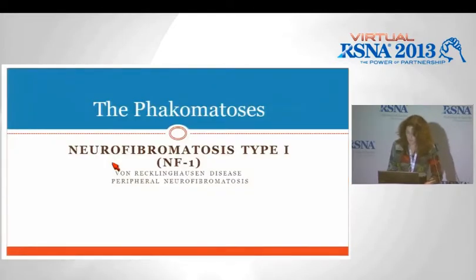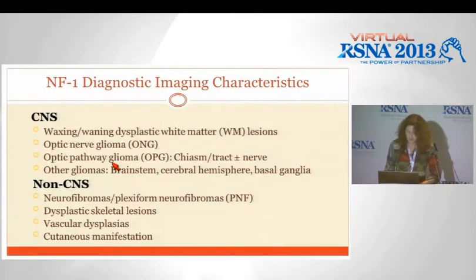Neurofibromatosis type 1, also called von Recklinghausen's disease, after the 19th century German pathologist who first documented the disorder, is the most common of the disorders we will discuss today, with an incidence of between 1 in 2,600 and 1 in 3,000. NF1 has specific CNS and non-CNS manifestations. The CNS findings include white matter lesions, optic nerve gliomas, optic pathway gliomas, and other gliomas. Non-CNS findings include neurofibromas, plexiform neurofibromas, dysplastic skeletal lesions, vascular dysplasias, and cutaneous manifestations.